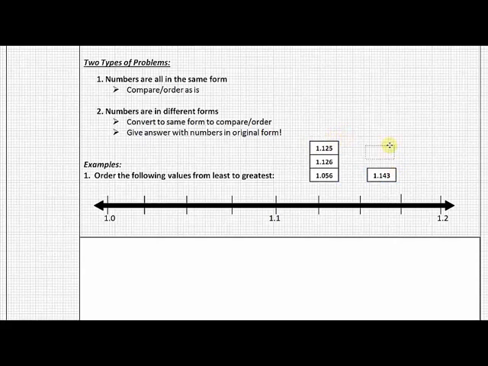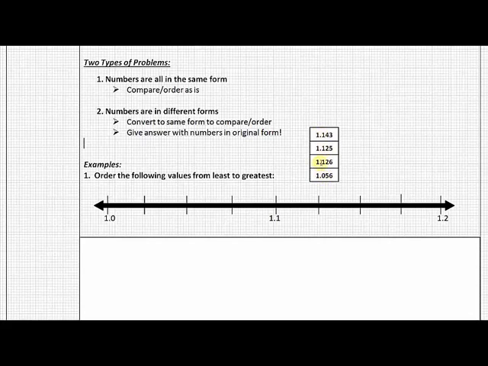And what this allows me to do is to compare them by place value. So one of the things we notice is all the numbers have a 1 in the ones column. So we know that all of them are greater than 1. So the ones place doesn't really help us. If we look at the next place value, the tenths place, we see a 1, 1, 1, 0.